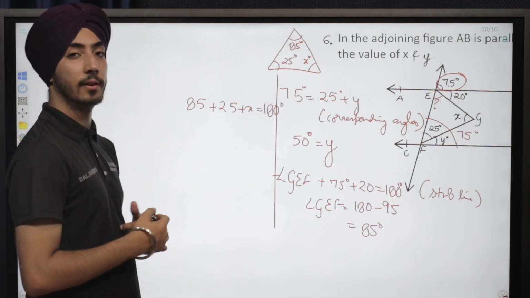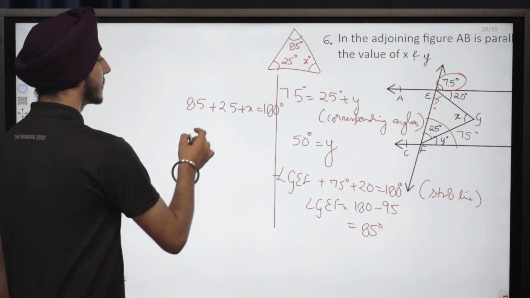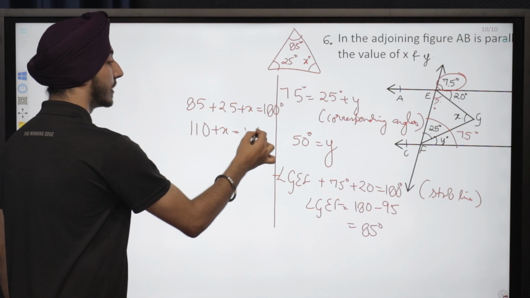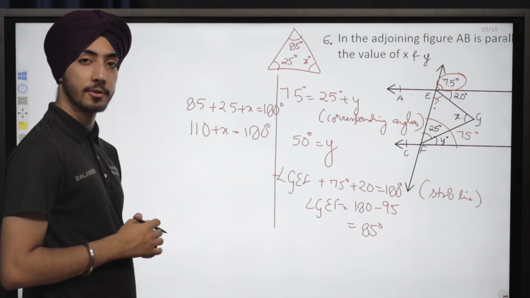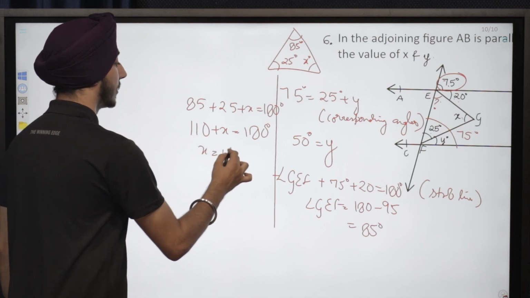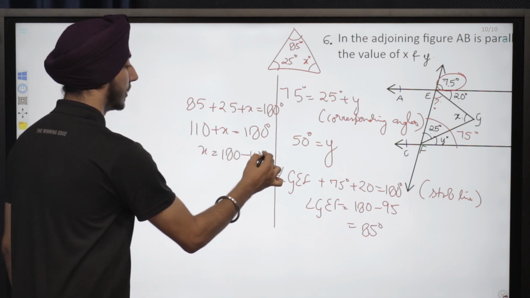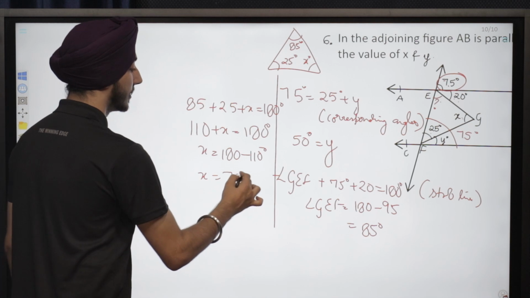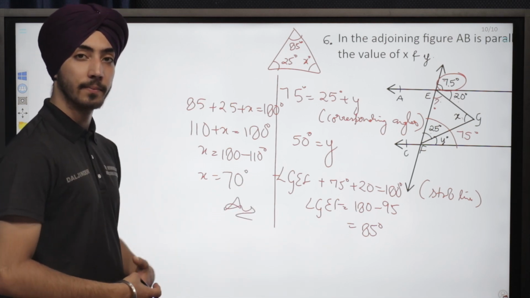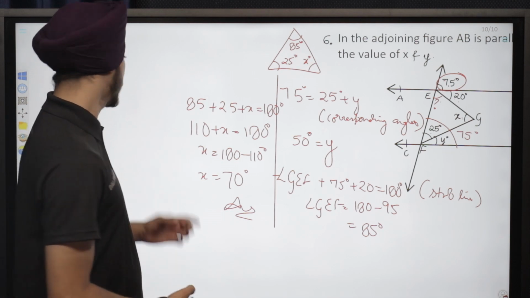So 85 plus 25 will give us 110. 110 plus x equals 180 degrees. Right, children? So x will be 180 minus 110. And x comes out to be 70 degrees. And this is your answer. Simple. Now this was the last question of this exercise.